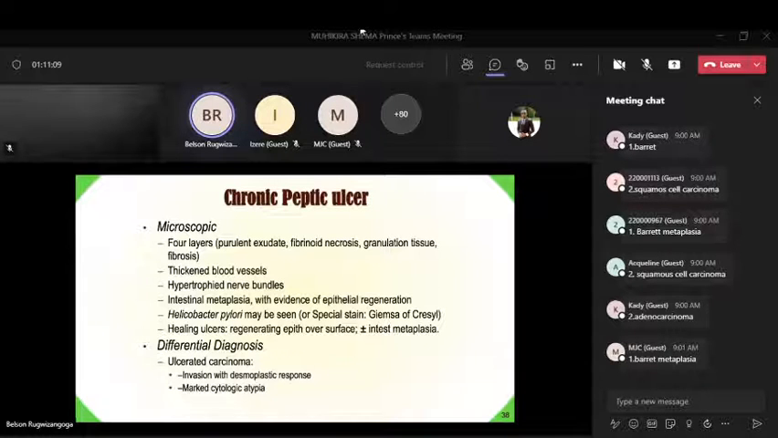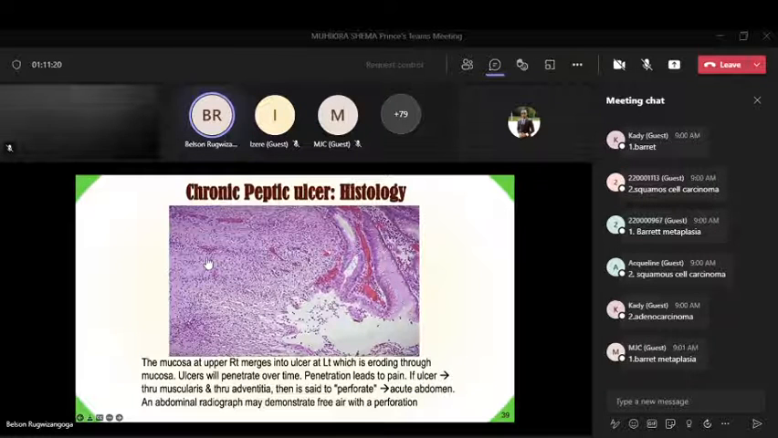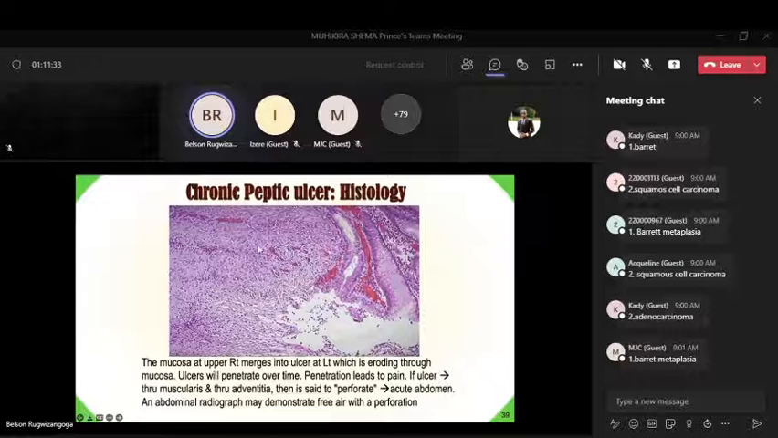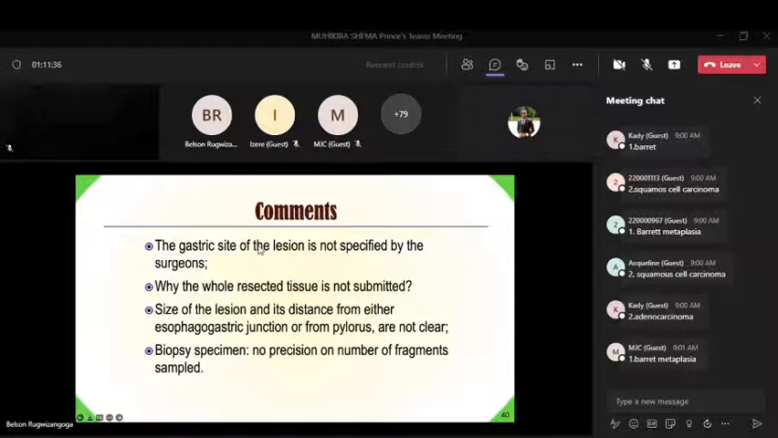So the differential diagnosis will be ulcerated carcinoma. Of course, when they say ulcer, they take a biopsy in order to confirm it is not a cancer. On histology here, we have a remnant of normal mucosa, and here we have dead tissue debris, purulent, and then we have granulation tissue here with many blood vessels. So comment: the gastric site of the lesion is not specified by the surgeon, and this is important also.